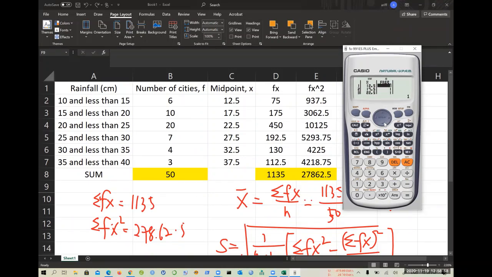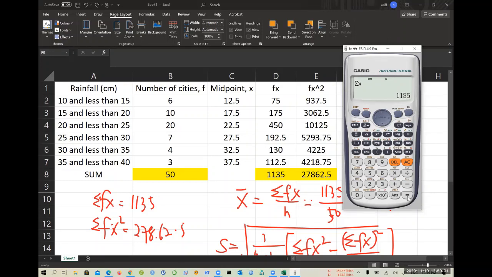So the frequency is 6, 10, 20, 7, 4, 3. Okay, and then you can just clear the screen. To find the summation, as usual, shift number 1, choose number 3, and then you want summation of fx, which is number 2, equal sign. So you get 1135.